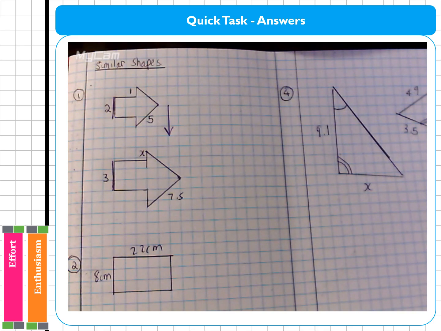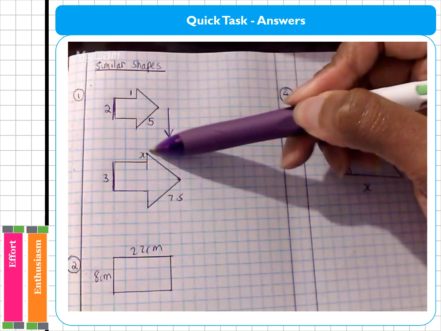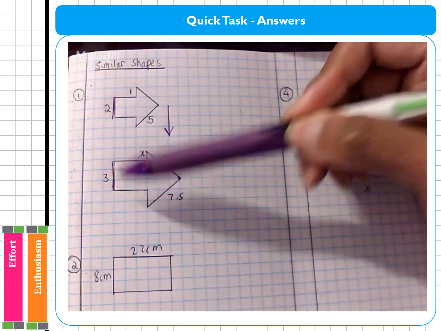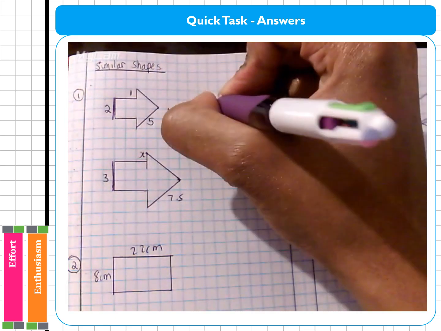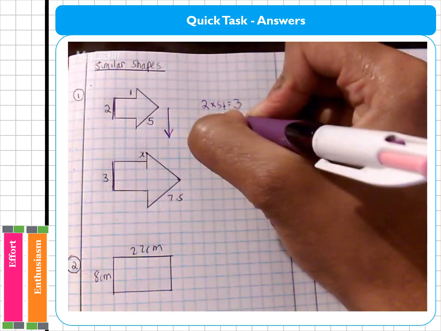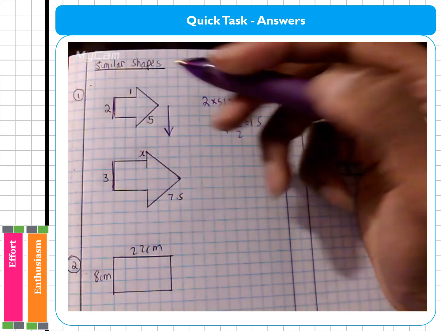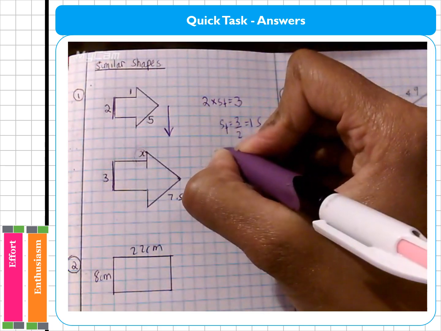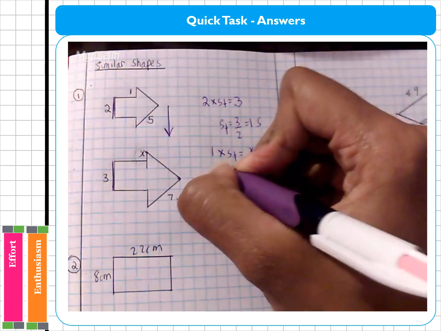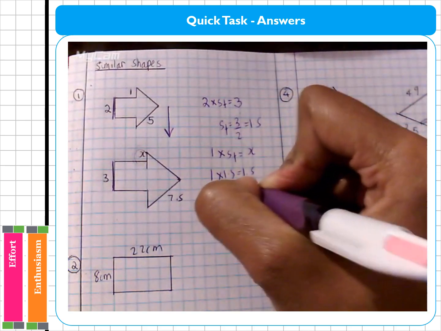Pause the video now to give yourself some time to get that done. For this first question, I've already identified that I want to get from this shape to this shape because I've got the missing side here. Identifying the corresponding sides, I've got 2 here and 3 here, which means that 2 times my scale factor must be 3. My scale factor is then 3 over 2, which is 1.5. Using that to find my missing side, I know that 1 times my scale factor must be my missing side. 1 times 1.5 is 1.5, which means that x is equal to 1.5.